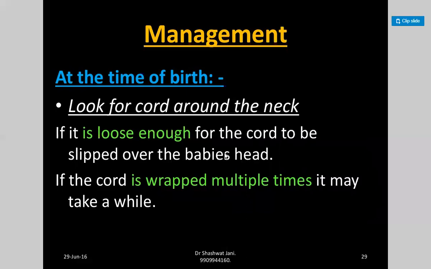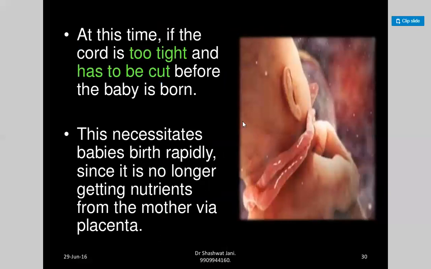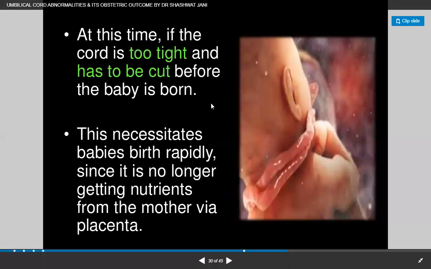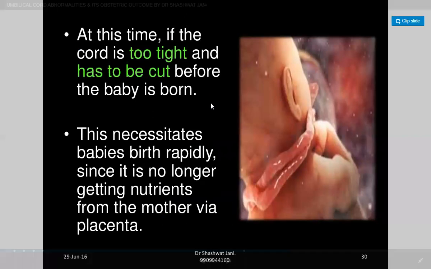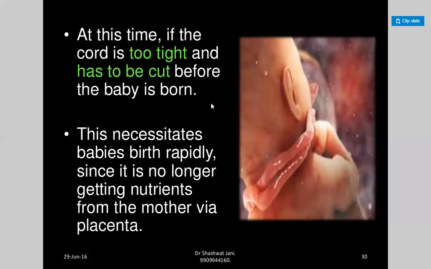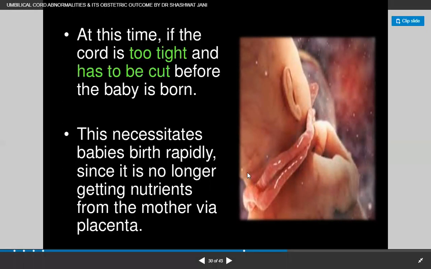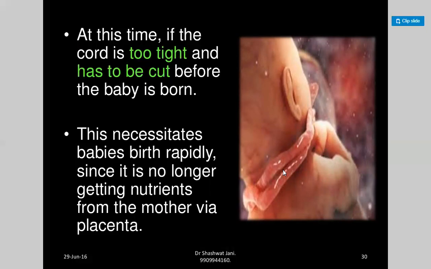In this diagram, if the cord is too tight and has to be cut before the baby is born, then it has to be cut. What happens if it is too tight and does not loosen? This is what we see in this diagram. There are two loops around the neck. At that time, if the cord is too tight, then you have to cut it before the baby is born.